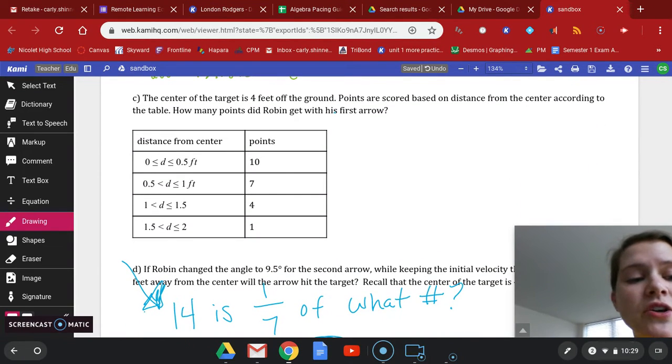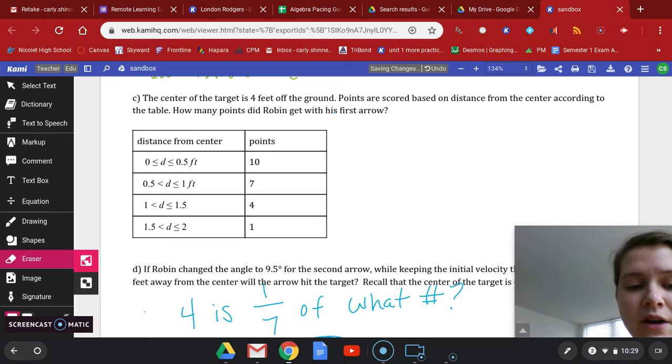Now letter C looks confusing. Oops, ignore this down here. I was helping an algebra kid earlier and I didn't erase my board.